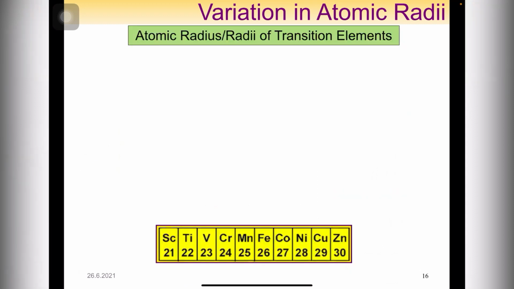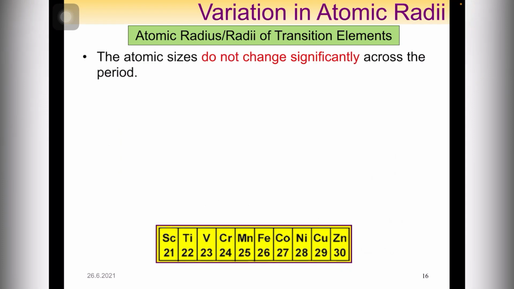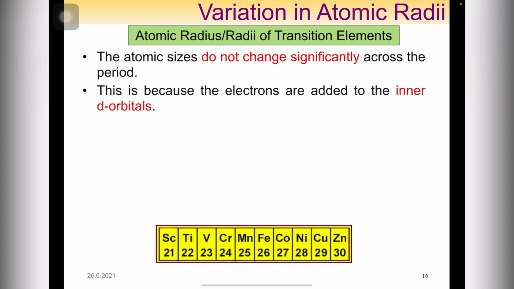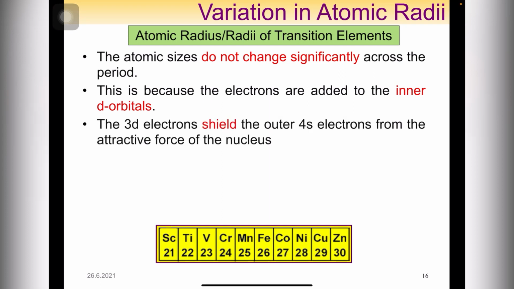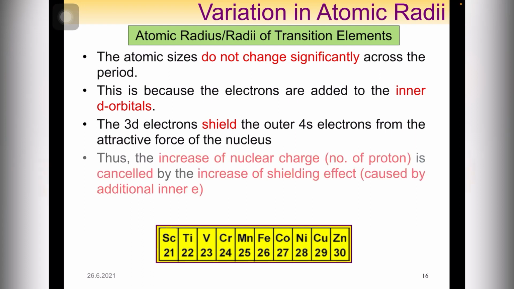So why does it happen? This is because the atomic size does not change significantly across the period. And why is that? Because the electrons are added to the inner d orbitals. I showed you that electrons are added to the d orbital, and the 3d electrons will shield the outer 4s electron from the attractive force of the nucleus. Thus, the increase of the nuclear charge, the number of protons, is cancelled by the increase of the shielding effect caused by the additional inner electrons.